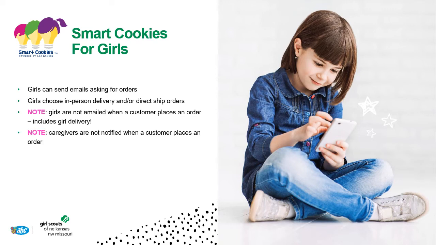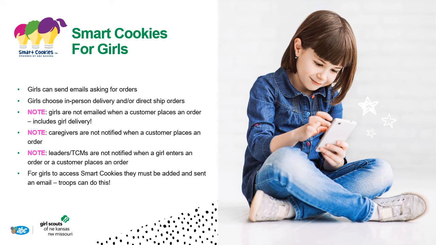Caregivers are also not notified when a customer places an order of either kind. So if you want to make sure you thank anyone who places a direct ship order, you also want to log back in to take a look at that information. And leaders and troop cookie managers are not notified when a girl enters an order in the system or if a customer places an order. So again, for girl delivery, in order to capture that information, the caregiver and or the girl have to log back into the system and then communicate that information just like a regular in-person order.